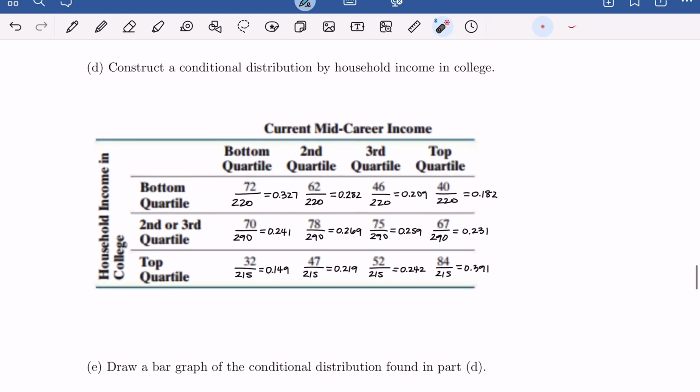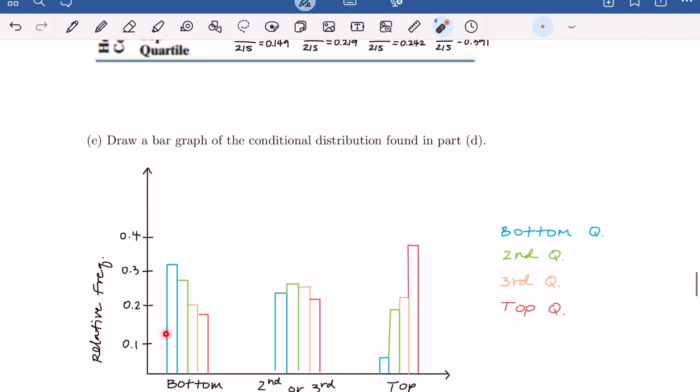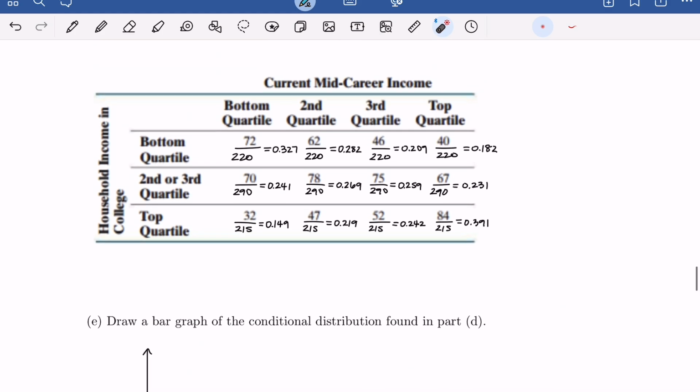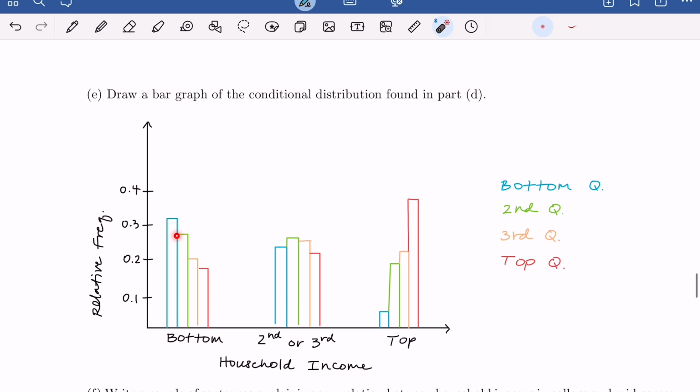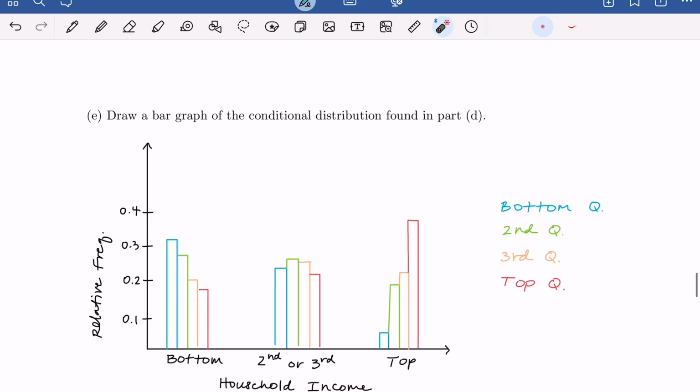Going back to this distribution, we're looking at the bottom quartile for household income. Looking at this one here, we have 0.327. That's our relative frequency, so that's where this bar goes up to, roughly 0.327. Moving on to our second quartile, 0.282. That'll be this bar in green. Moving on to the third quartile, 0.209. That'll be this one in orange, and so on.